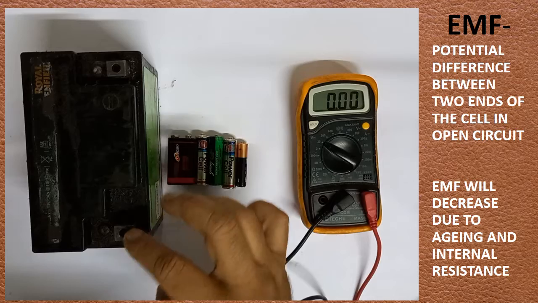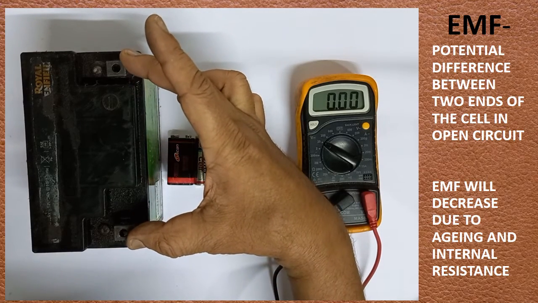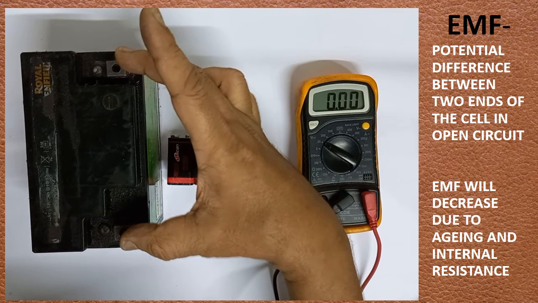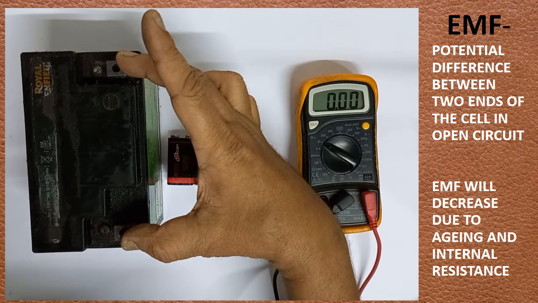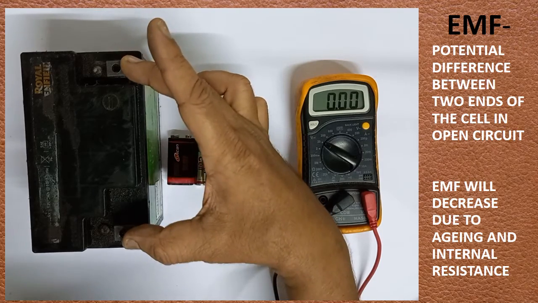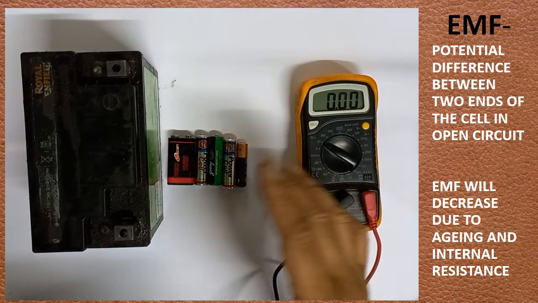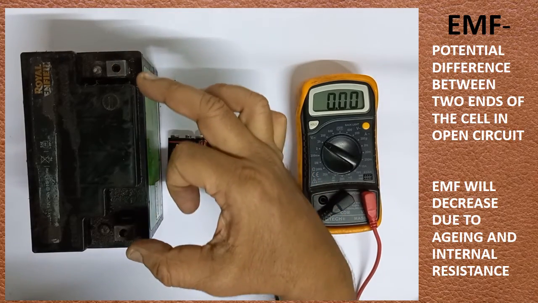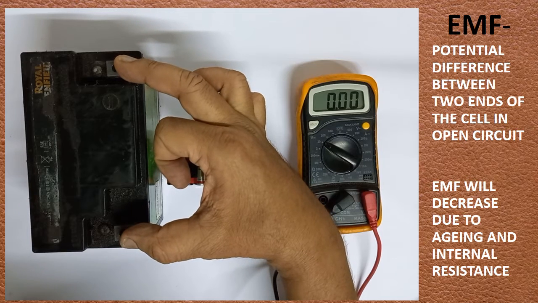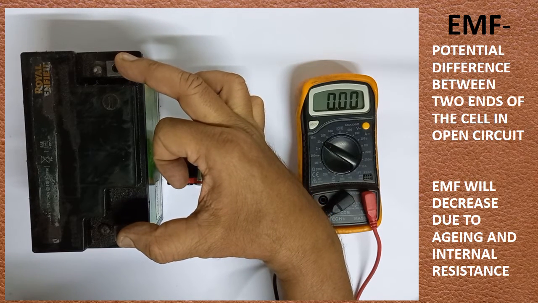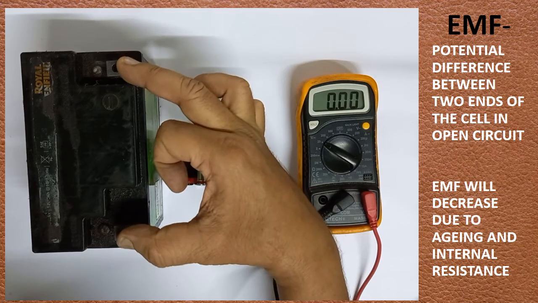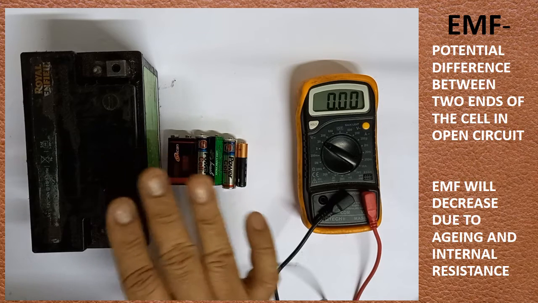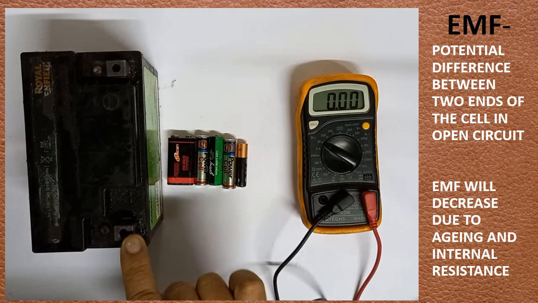So in between the positive end and negative end, there is a potential difference. The potential difference across the two ends of the battery is called EMF. Are you clear? The cell is not connected with any other component in the circuit. The cell is free across the positive end and negative end. If you measure the potential difference, that potential difference is called electromotive force, or shortly, EMF.